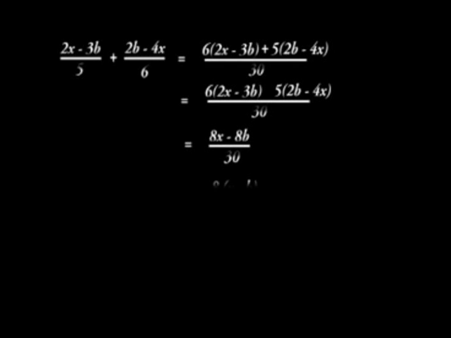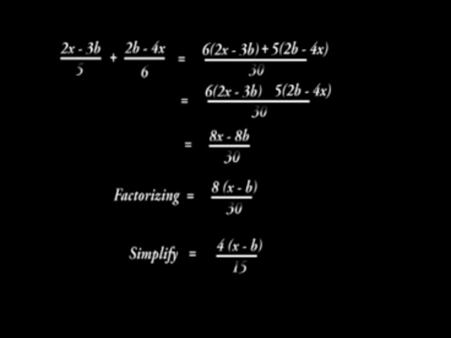Factorizing that, 8 is common to the numerators, so we have 8 into (x - b) over 30. 8 divided by 2, we get 4, and 30 by 2, we get 15. Our final answer is 4 into (x - b) over 15.